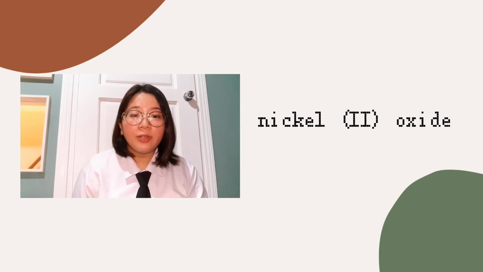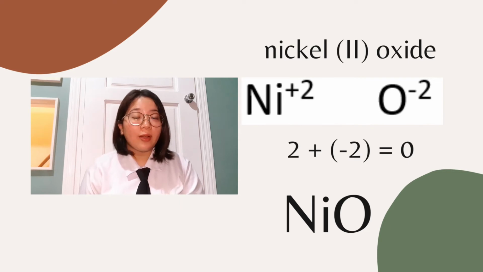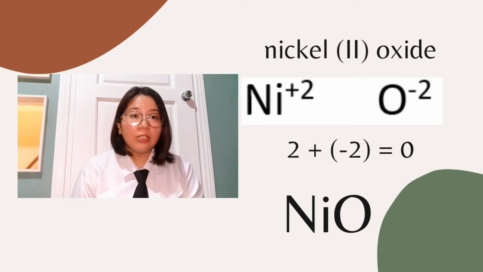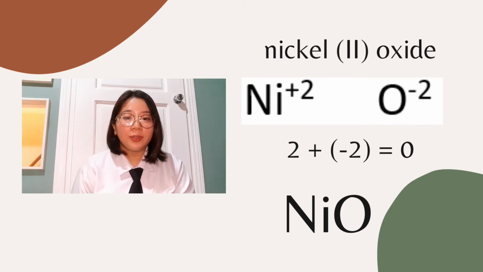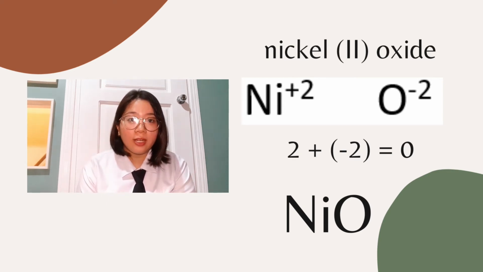But how do we write the formula for nickel(II) oxide? Write the symbol and charge first. For nickel, it is Ni. For oxygen, it is O. The charge of nickel is found inside the parentheses, which is 2. For oxygen, look at your periodic table and you will find its charge, which is negative 2. If it adds up to 0, you don't have to write anything. It will be just NiO. But for other compounds that have a charge that is not equal to 0, you can crisscross it and then you're done.